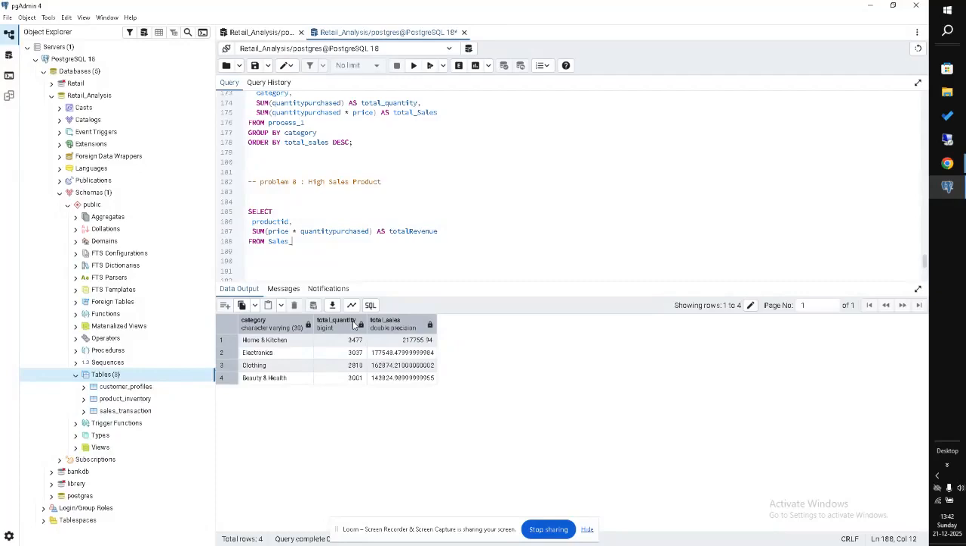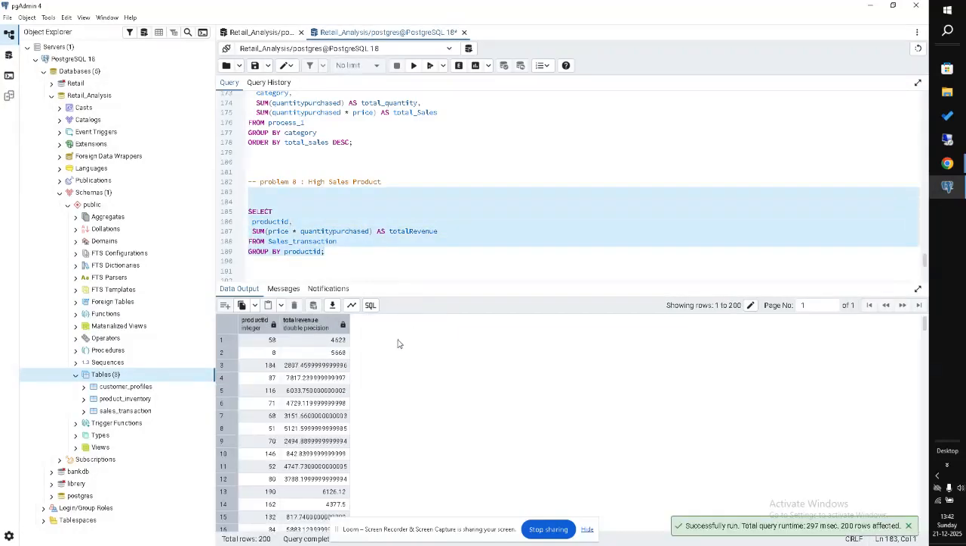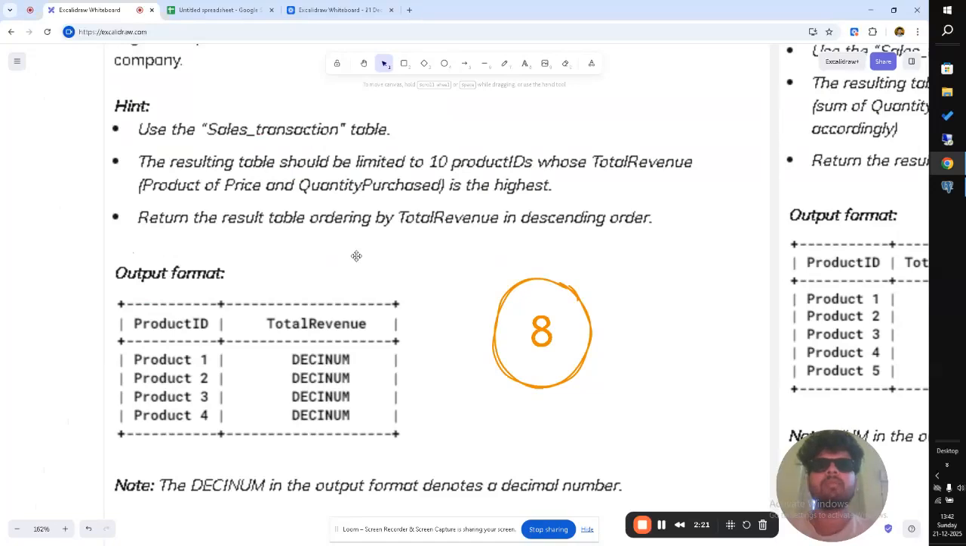from sales transaction group by product ID, and that's it. Let's see. Okay, and what will be ordered by, return the result table. Top 10 products they want in the output. And the order by, they are asking total revenue in descending order.